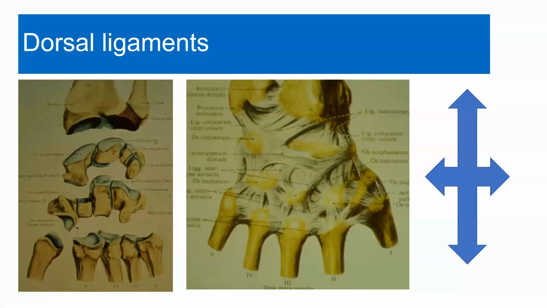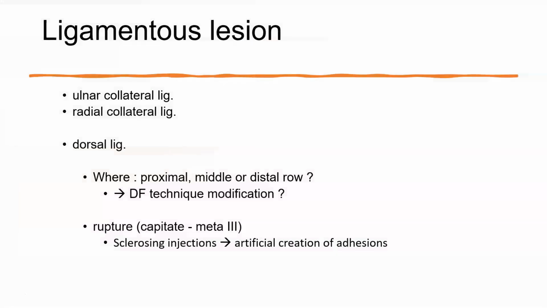So we are going to adapt the direction of our friction massage, because it has to be a transverse friction massage, to the specific localization. There's also an option that there is a rupture of dorsal ligaments, and in that case sclerosing injections are really indicated and have very good therapeutic results.